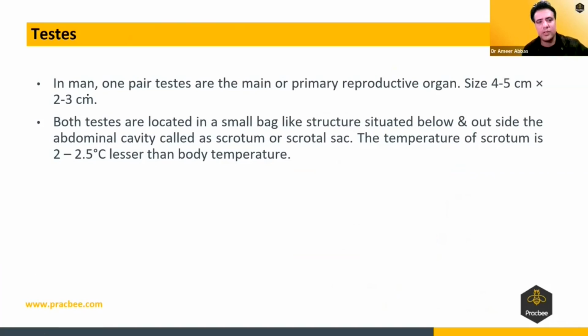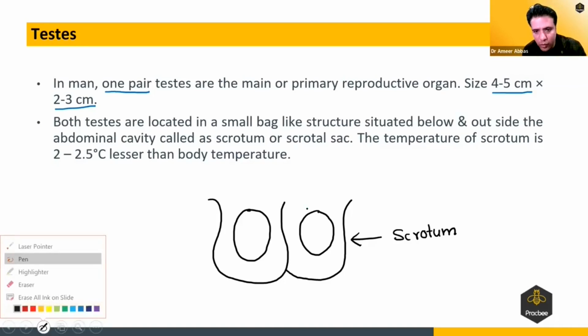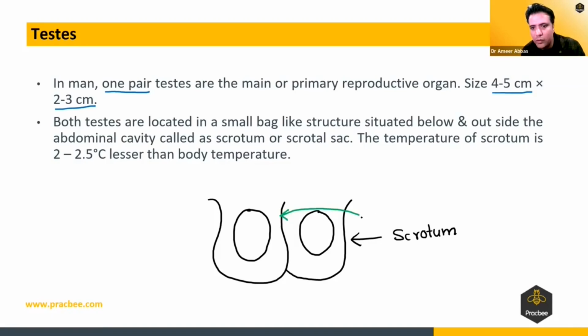What is the testis? Look, the testis is the primary sex organ in humans. It is one pair. Okay? Size is 4 to 5 centimeters by 2 to 3 centimeters, length and breadth. The testis is located in a bag-like structure, the scrotum, like this. This is one testis and this is another testis. This scrotum is divided into two chambers by a wall known as the scrotal septum.